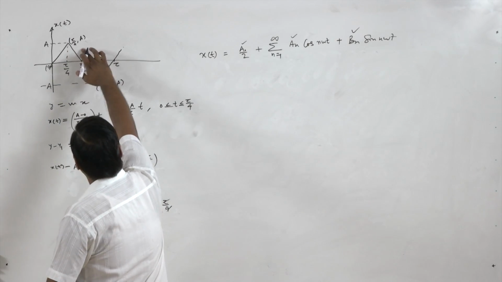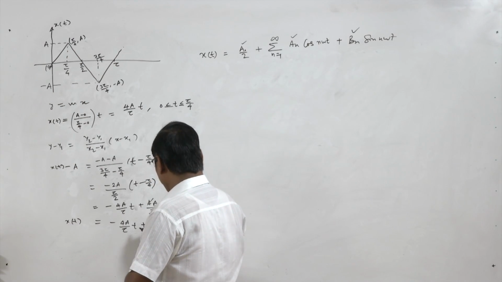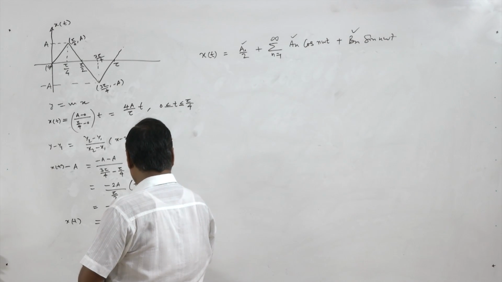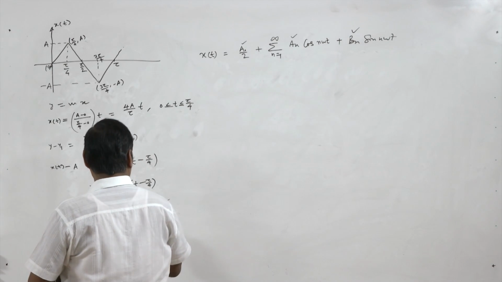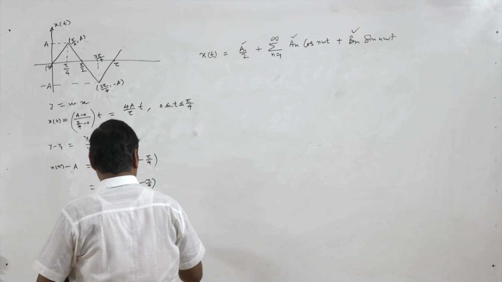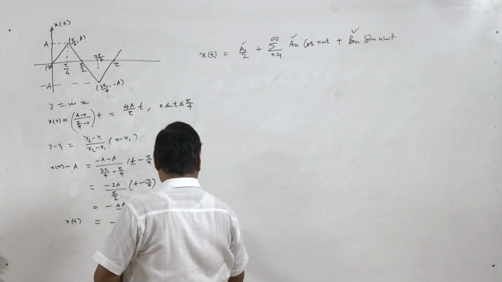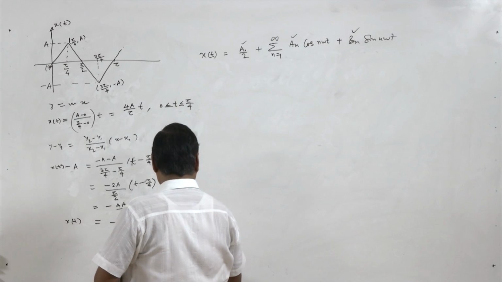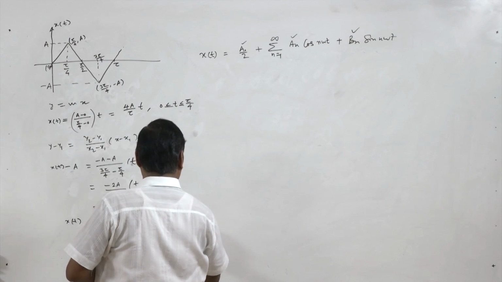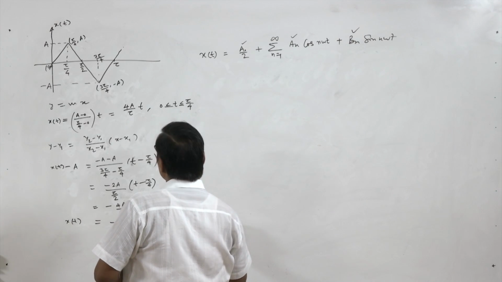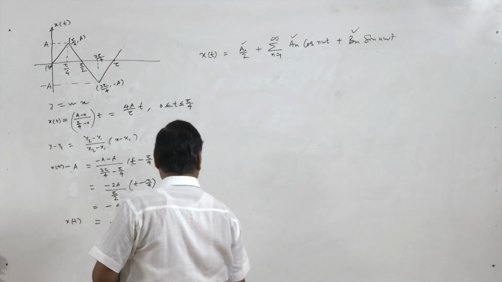So we can check if we put t equal to tau by 4, it is a minus a plus 2a, so it is a. So this is valid in the range, not 0 but tau by 4 less or equal to t less or equal to 3 tau by 4.